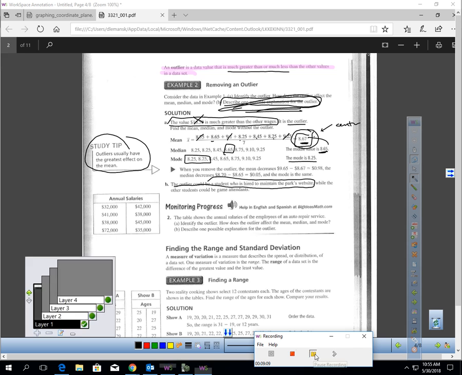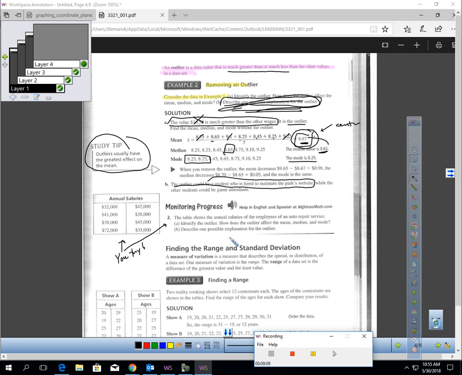Okay. What I'd like you to do is pause the video and try number 2. I want you to find the outlier of these salaries. Find how the outlier affects the mean, median, and mode, and then what's a possible explanation for the outlier. These are people at an auto repair service. So pause the video and do that.